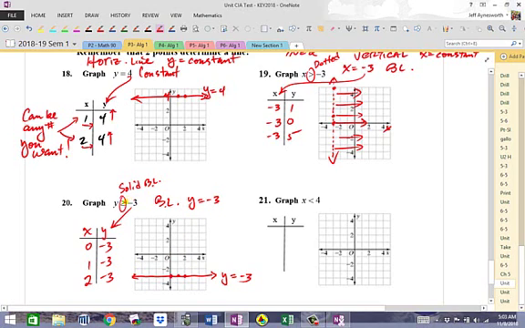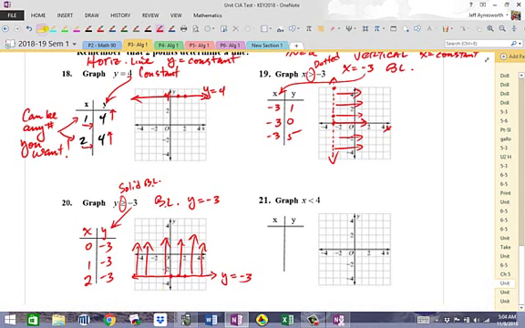And then all you have to do is ask yourself, where are the y values greater than -3? Well, they're above. Okay, if it said less than, I'd go below. But if you just look at the y-axis here, numbers grow bigger upward, not downward. So use your common sense. Okay.